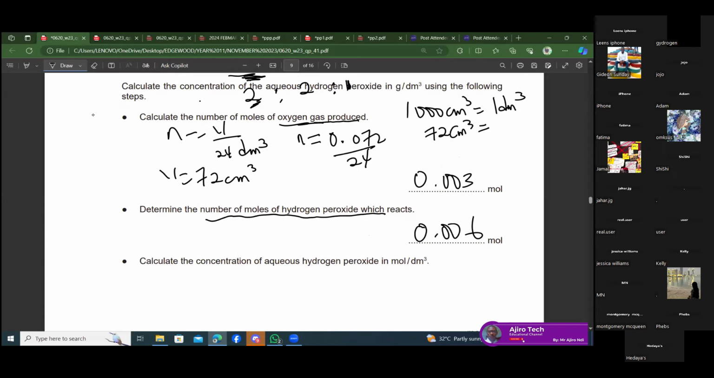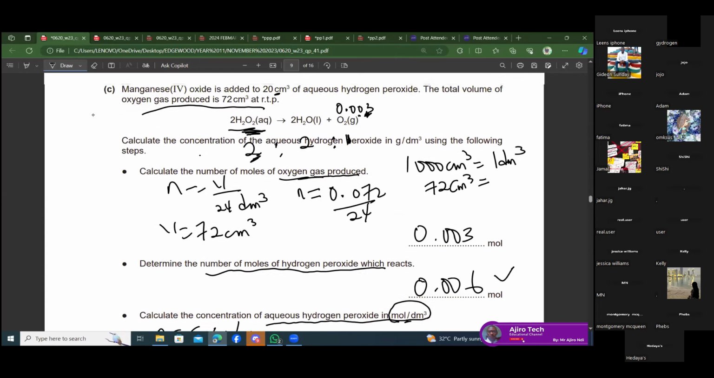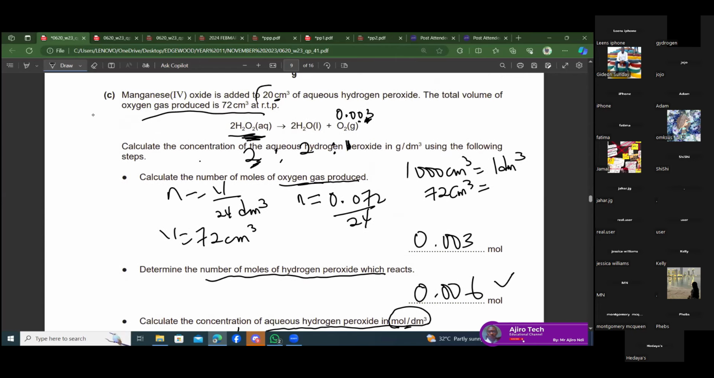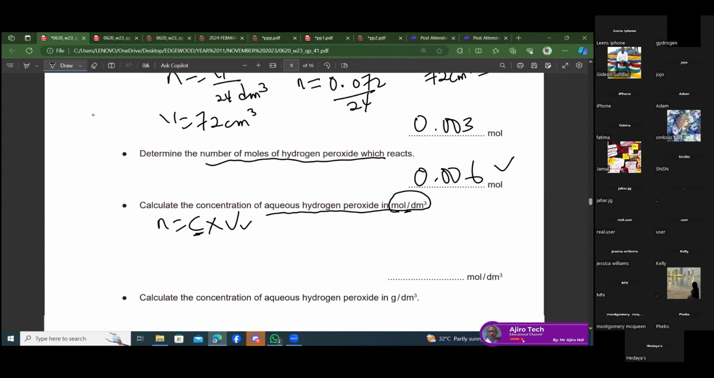And then the concentration of aqueous hydrogen peroxide in mol per dm³. Now, this is a solution in mol per dm³. Remember our formula for number of moles in mol per dm³ is C times V, but we have to find C. Do we have the number of moles of hydrogen peroxide? Yes, we've calculated that here. Do we have the volume of hydrogen peroxide? Yes, it's given in the question to be 20. So we can solve now.